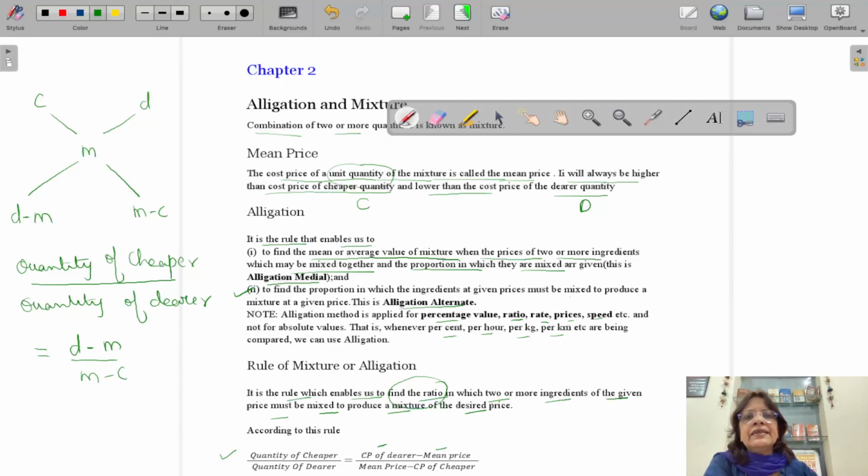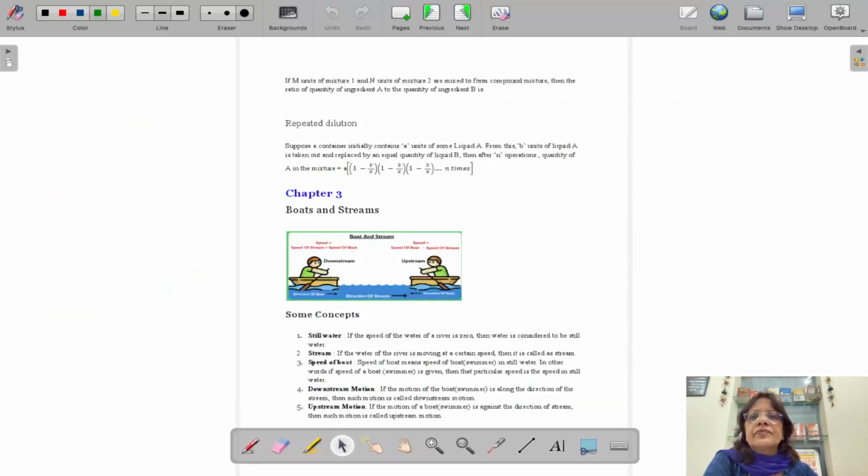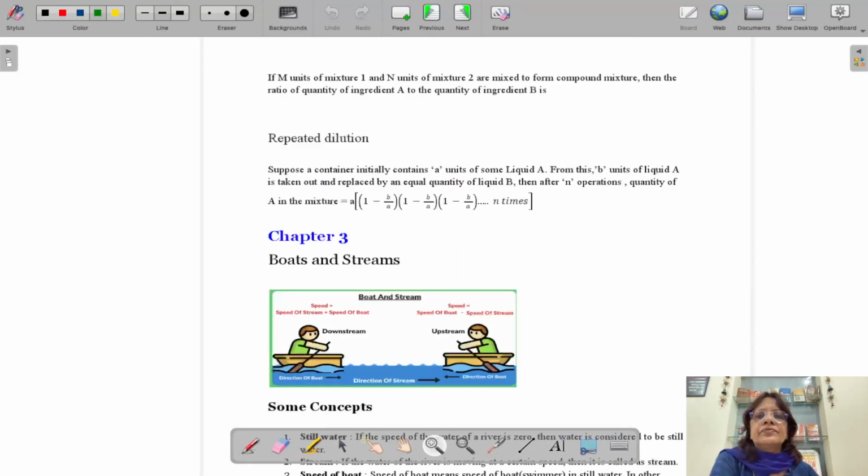The next thing that we have to do in this chapter is repeated dilution. Suppose a container initially contains A units of some liquid A. From this, B units of liquid A is taken out. Like it is a very concentrated acid and we want to make a dilute acid from that.